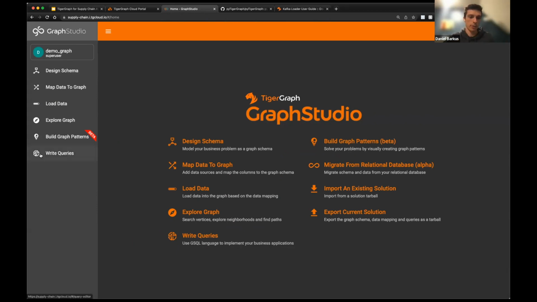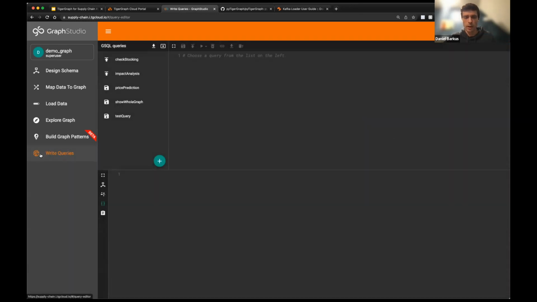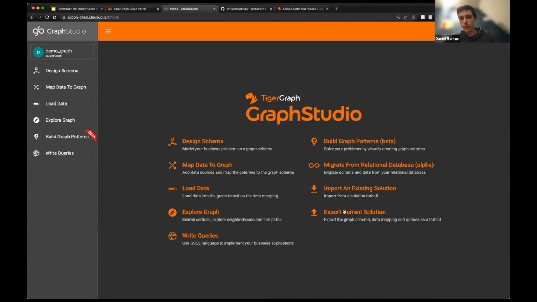TigerGraph does have its own query language, which is called GSQL. GSQL is used not just for writing your queries, but also for setting up and modifying your schema, loading your data, and creating loading jobs. If you're just used to the interface and clicking around, jumping into GSQL can be pretty complex. So if you create something through the interface and export your solution, you can start looking at that GSQL and understand it more easily, because you have the context of your graph in the interface as well as the code that describes exactly how to create that graph.